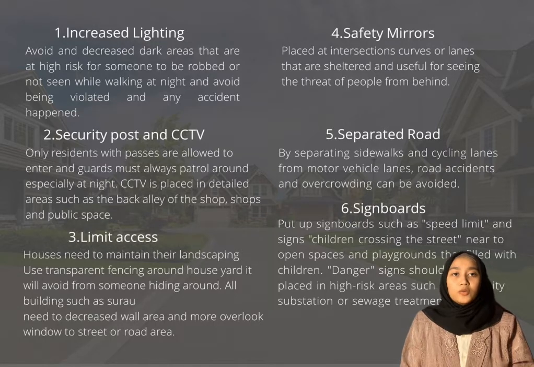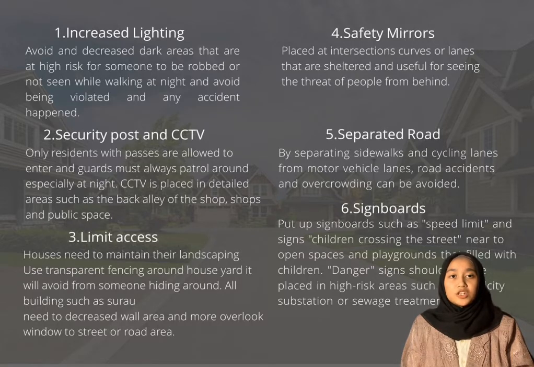Lastly, signboards. Put up signboards such as speed limits and children crossing the street, signs near open space and playgrounds that are filled with children. Danger signs should also be placed in high risk sites such as electric substations or sewage treatment plants.